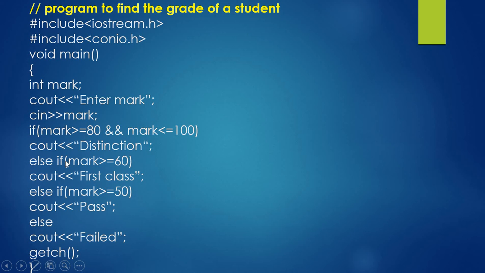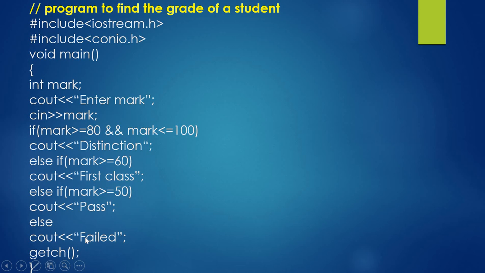Next condition, 60 to 80. Already we have checked 80 to 100. So next condition, if mark greater than or equal to 60. That means it will be in between 80 and 60. So else if mark greater than or equal to 60 means first class. Again condition, else if mark greater than or equal to 50 means pass.